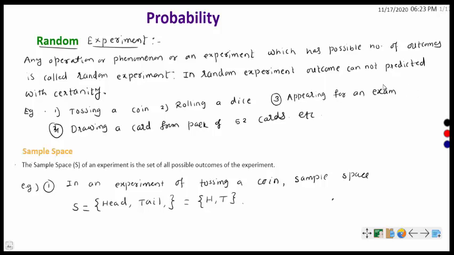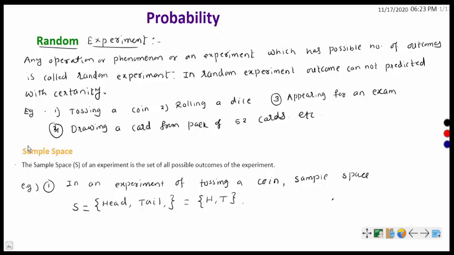Third one is appearing for an examination. When a student appears for an examination, then his result, pass or fail, is the outcome. Fourth one, drawing a card from a pack of 52 cards. Many such examples can be given, which have a possible number of outcomes, and each is a random experiment.